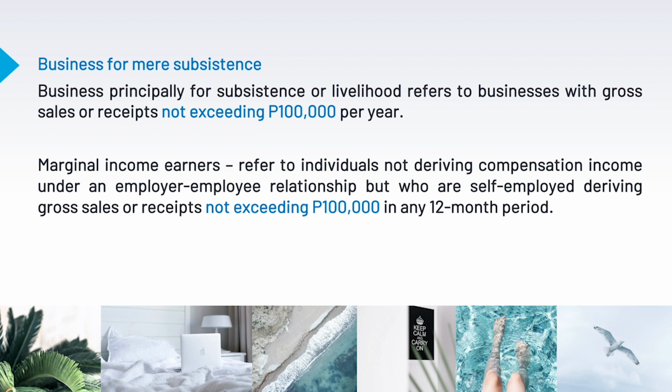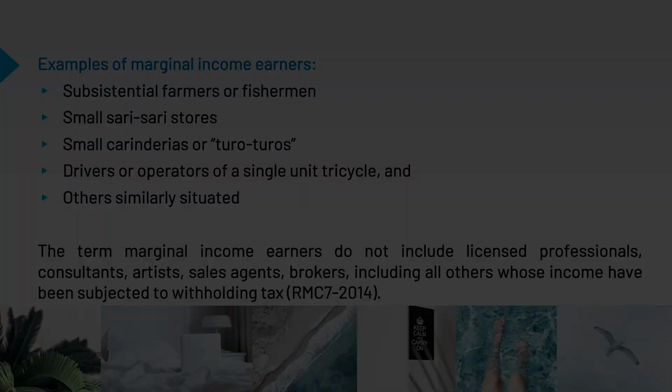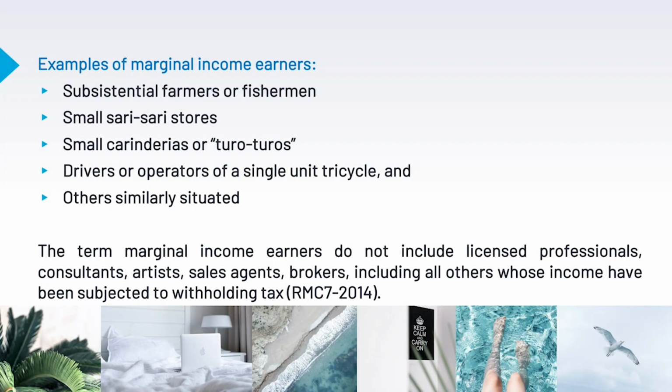There are also what are called marginal income earners, referring to individuals who derive compensation income under an employer-employee relationship but who are self-employed deriving gross sales or receipts not exceeding 100,000 in any 12-month period. Okay? So usually they are also self-employed, but their income does not exceed 100,000 in a 12-month period. What are examples of marginal income earners? Subsistence farmers or fishermen, small sari-sari stores, small carinderias or turo-turo, drivers or operators of a single unit tricycle, and others similarly situated.